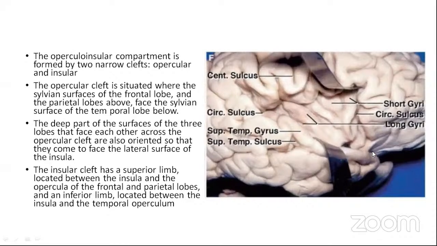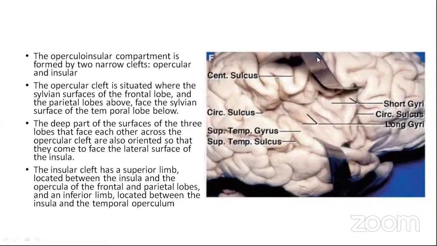If you view from laterally, the part of the Sylvian fissure that is visible is the superficial part. Just beneath it, where the Sylvian surface, or the touching surface, where the frontal lobe is kind of kissing the temporal lobe and making an opening, that part is basically the opercular cleft, an opercular opening. The deep parts of the surfaces of the three lobes that face each other across the opercular cleft are also oriented so that they come to face the lateral surface of the insula. As we can appreciate, this is the insula.